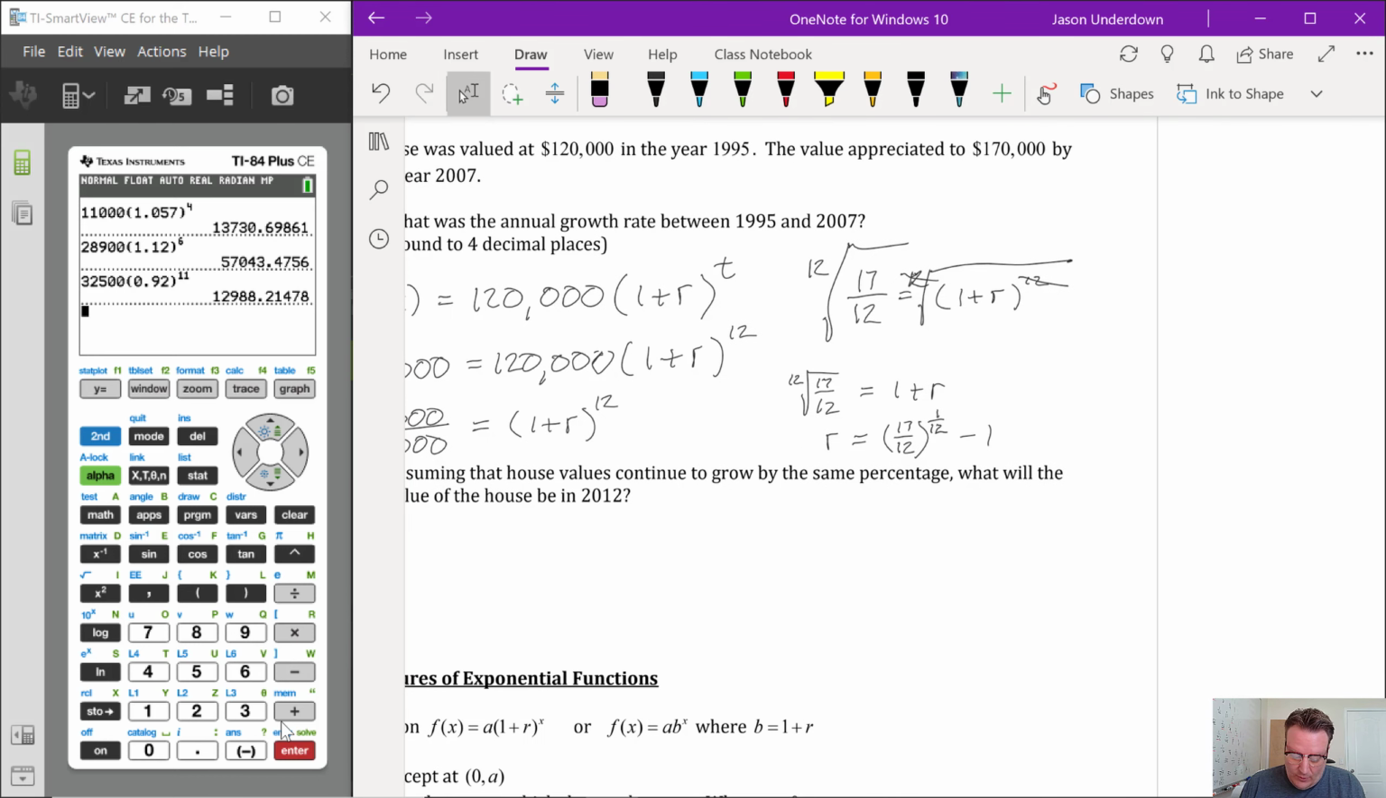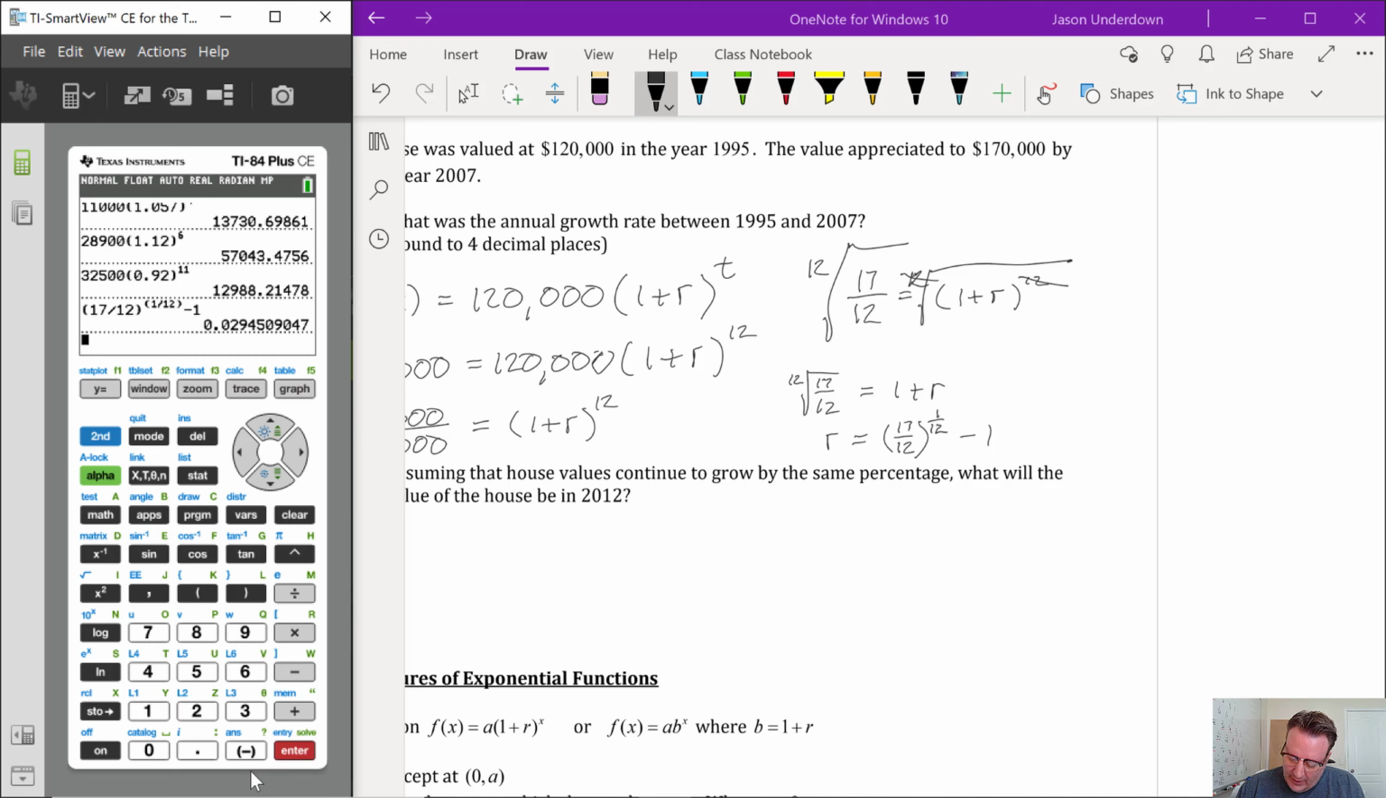What is this quantity? Let's see here. Parentheses 17 divided by 12, raised to the parentheses 1 divided by 12 power. And I have to get out of the exponent and subtract 1. Okay, that looks good to me. And I'm going to get a rate of about, we want to express this as a percentage, 2.945%.